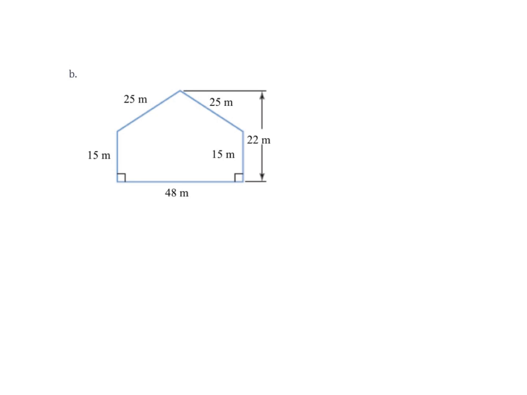And here's one more composite figure. We're going to find the perimeter and area. Let's start with perimeter. I'm just going to add up all the sides, and I think they're all given. So I'm adding the 48, the 15, the 25, the 25, the 15. I don't need that 22 for the perimeter. So 48, 15, 25, 25, and another 15 gives us 128.